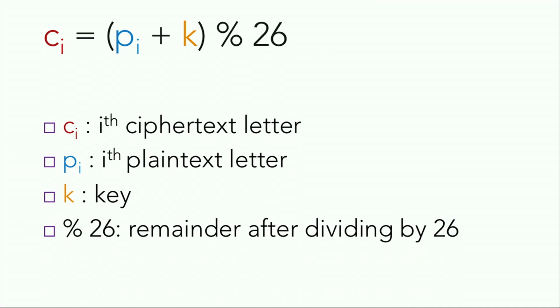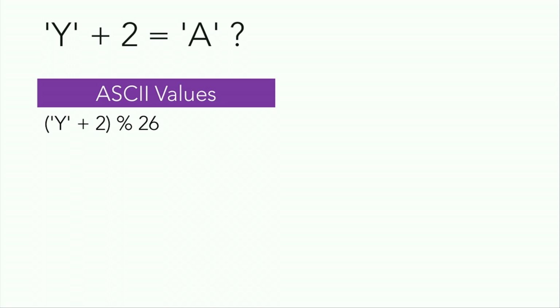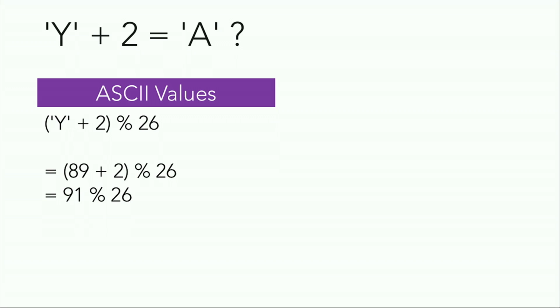A formula for the Caesar shift is as follows. C equals P plus K modulo 26. Remember that modulo is a useful operation that gives us the remainder of dividing one number by the other. Let's apply this formula to the plaintext letter Y with a key of 2. The ASCII value of Y is 89, which gives us 91 modulo 26, which equals 13. Definitely not the ASCII value of A.